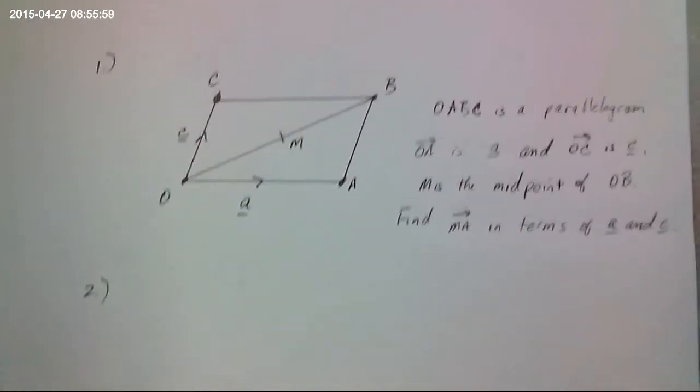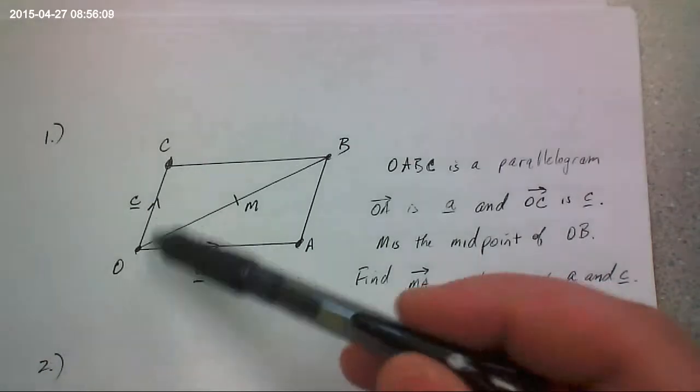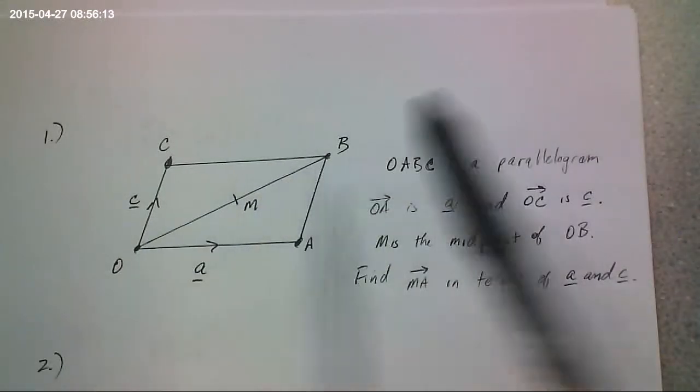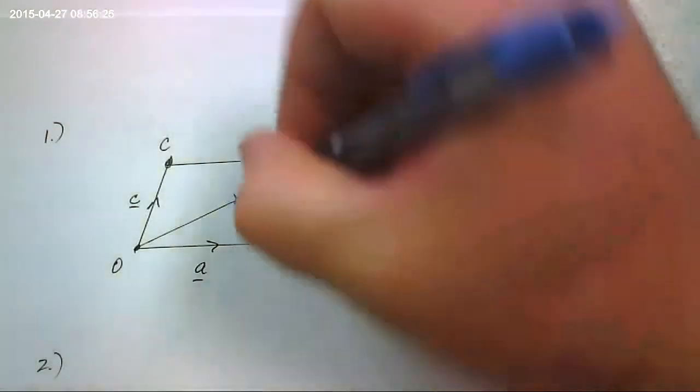Let's do a couple examples. So here I've got a parallelogram, OABC. OA is the vector A, and OC is the vector C, and M right here is the midpoint of OB. And what it's asking us to do is find the vector M to A in terms of A and C. So what they're asking us to do is find this right here.